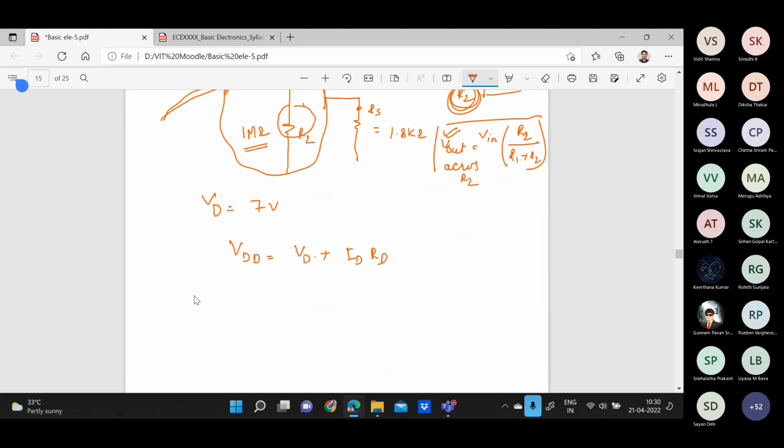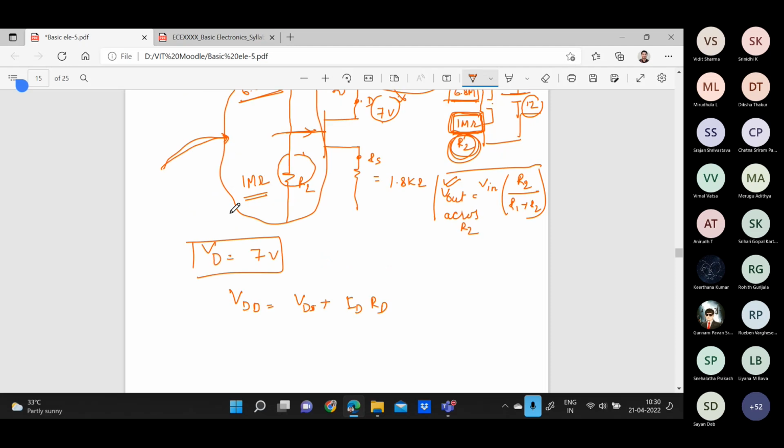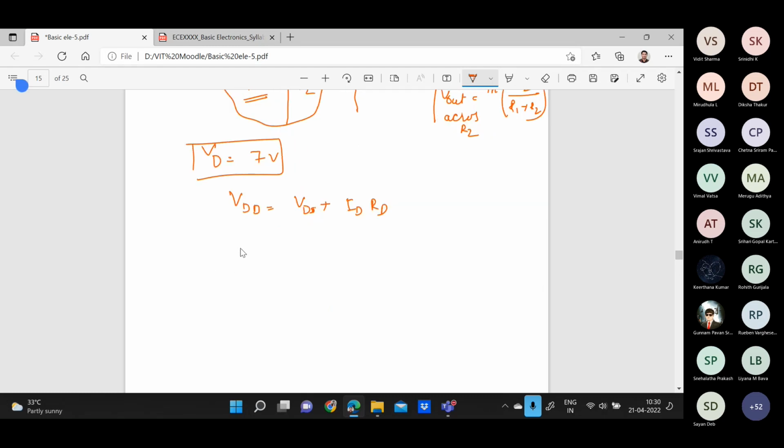So from here, either you can consider VDS, but I'm not taking that one. You can take VD because VD is given in the numerical. It's a voltage drop only in the drain, not in the drain to source. So this is the drain voltage only. From here, you can find out the value of ID.